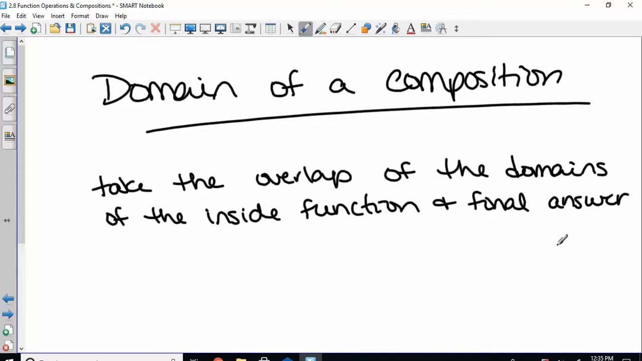So we've talked about some of these domains when we add, subtract, multiply. We had to say we needed the overlap of the domains of the two functions. Here we have to take the overlap, but we have to look a little bit closer. We need to look at the inside function and the final answer to get our domain. If you only look at the final answer, you will be right sometimes, but a lot of times you will be missing values. So it is dangerous to only look at the final answer. You will only get them right about half the time if you do that.